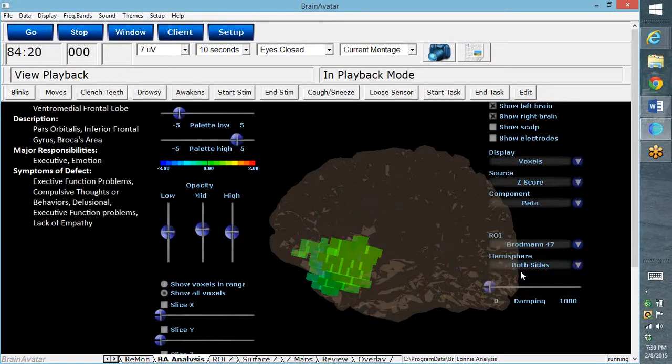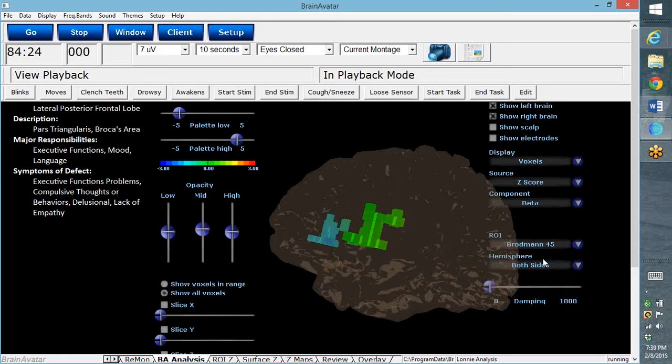There's a ventromedial frontal lobe, and we're in 45, near the speech areas. There's Broca's area. So it's just a brief demonstration.